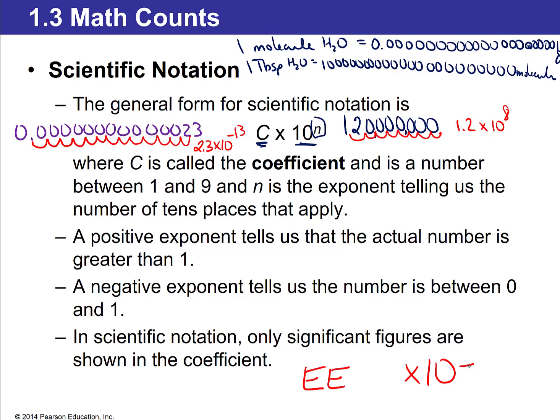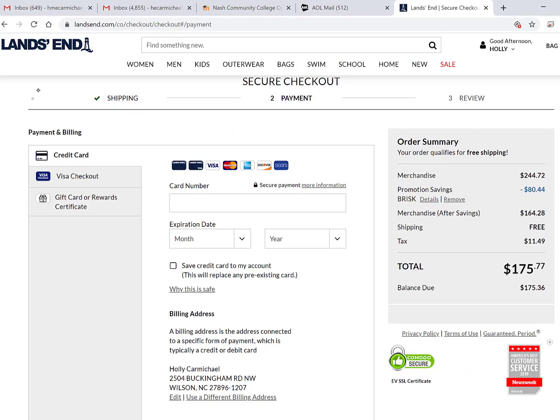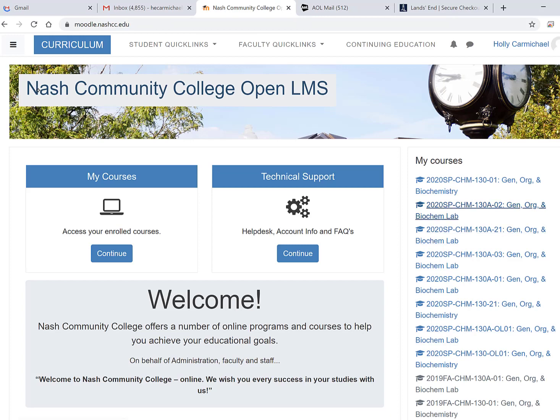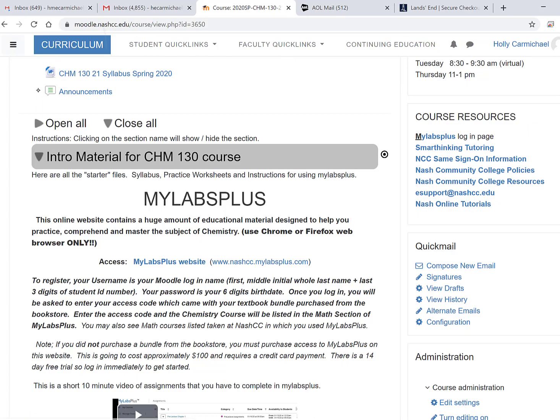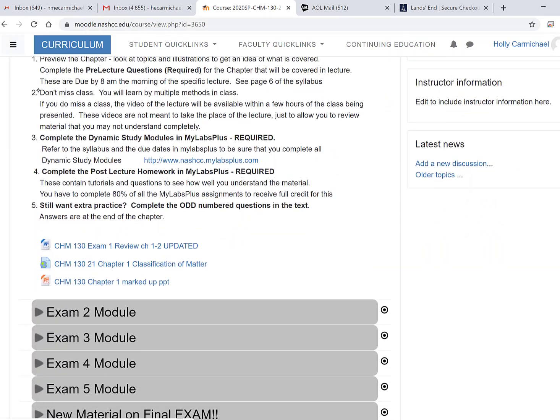What I will do is post a video. I have already posted in the Moodle website, in the first exam module, the lecture that we did last time. That is this, okay? I will post another lecture where I'm going to do more examples of unit conversions, more examples of significant figures, more examples of rounding, and more exponents. So you can go through and do those.